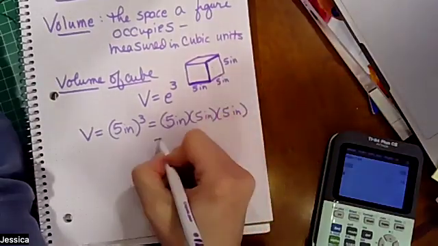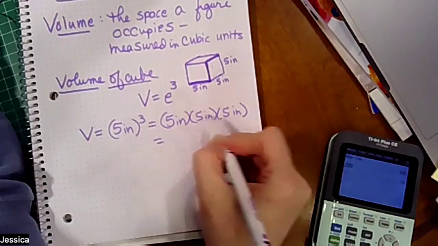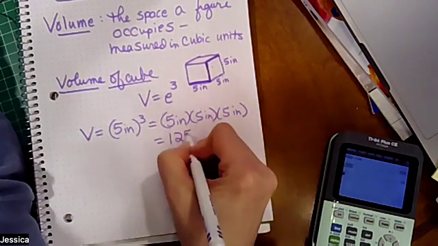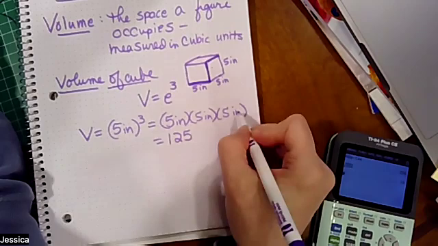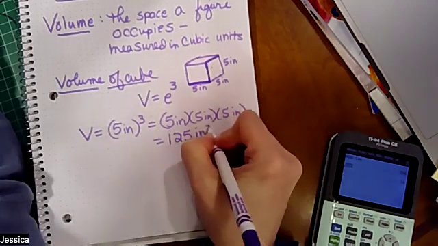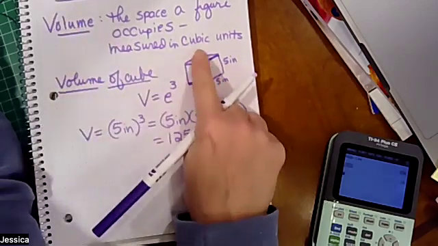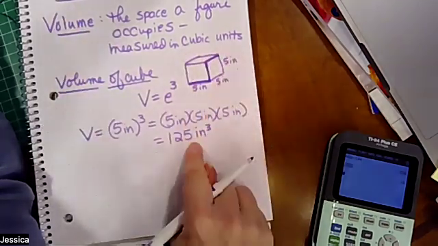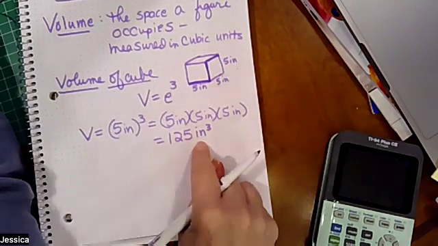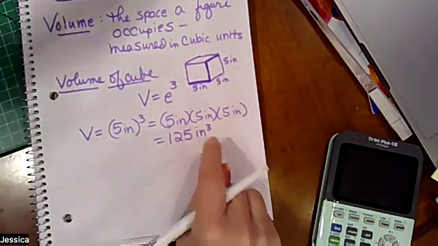Okay. And so 5 times 5 is 25. 25 times 5 is 125. And inches times inches times inches is inches cubed. So just a reminder there, anytime we're doing volume, it's going to wind up being in cubic units. I need to see units cubed or whatever. Okay, so there's that.